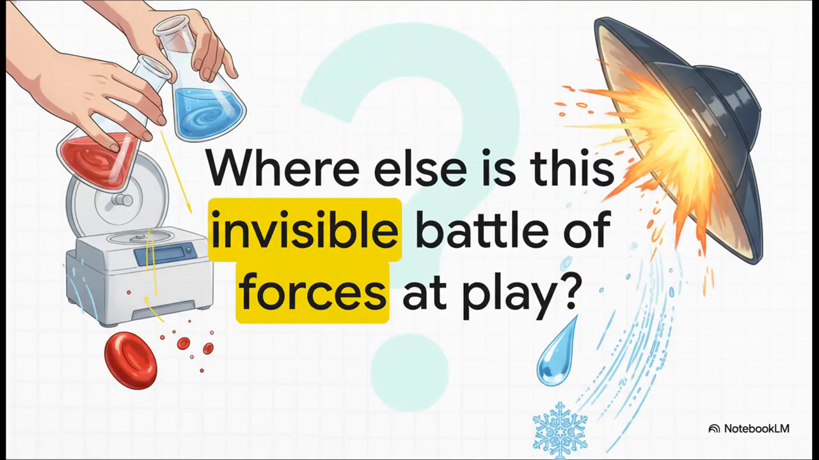So think about where we started, with a simple raindrop and a snowflake. But the principles we've just unpacked are, well, they're everywhere. This invisible battle between gravity and drag is absolutely critical for designing industrial separators, for medical tests that separate blood cells, and even for designing the heat shields that protect spacecraft when they come screaming back into Earth's atmosphere. It's amazing. So the final question is, now that you know what to look for, where else are you going to see this invisible battle at play?